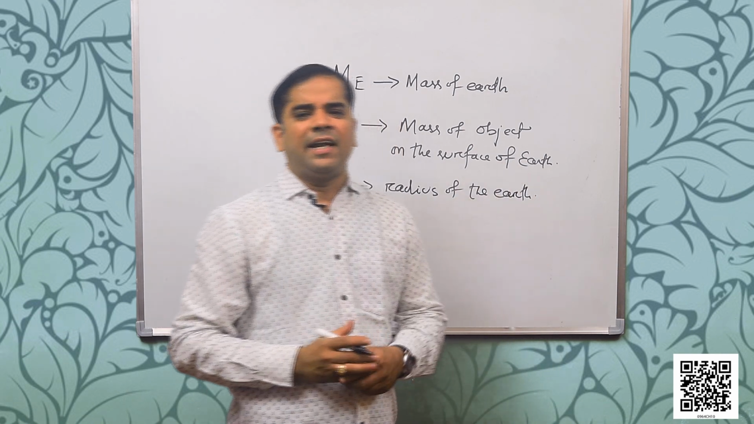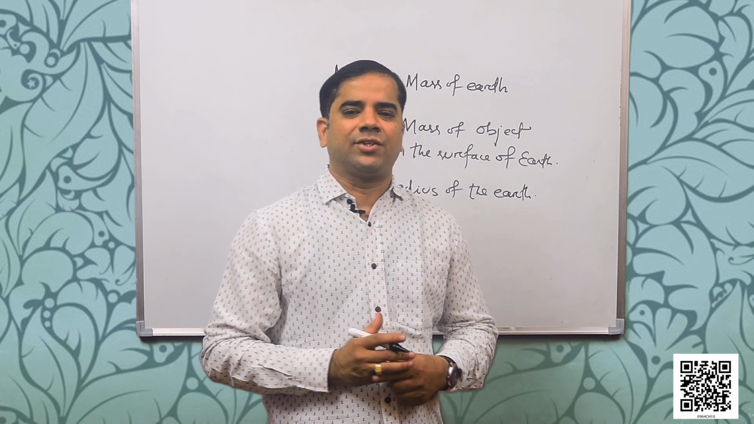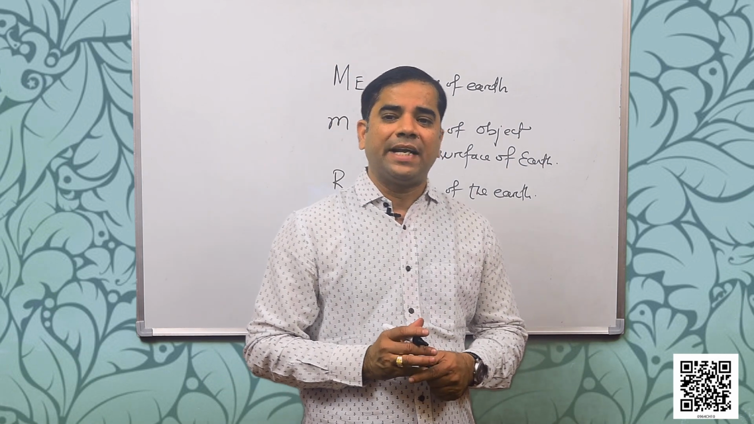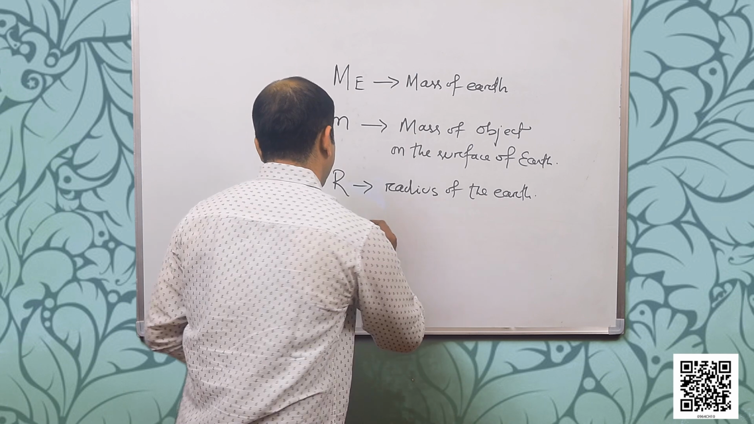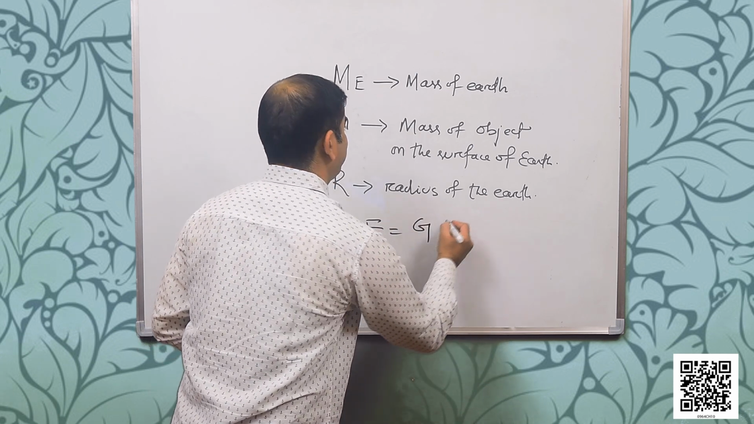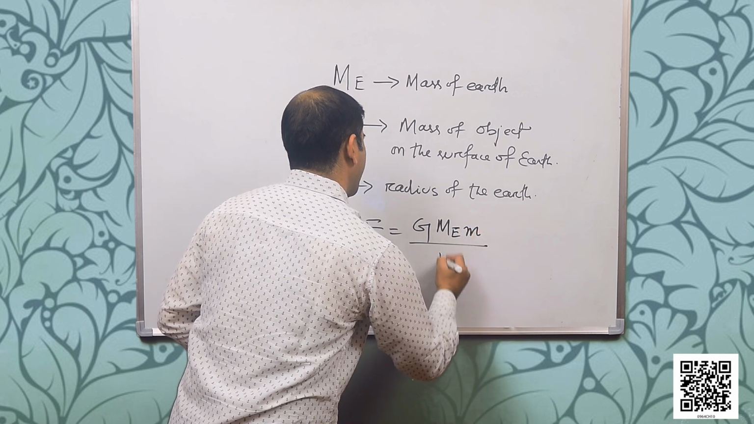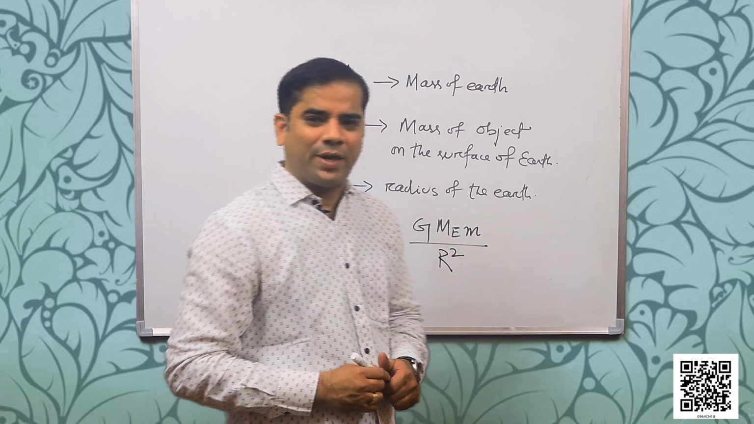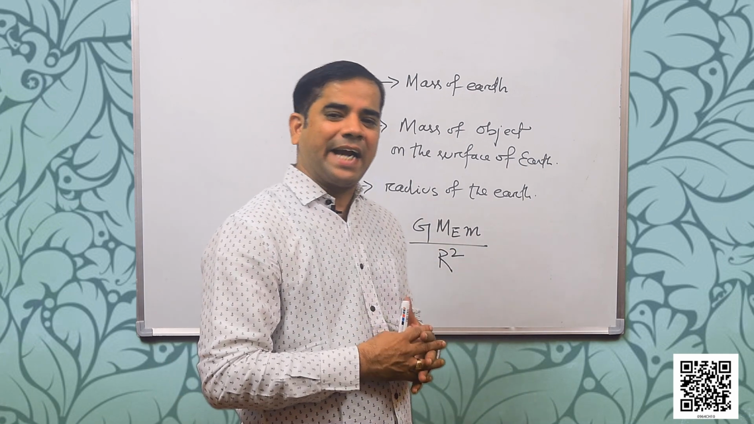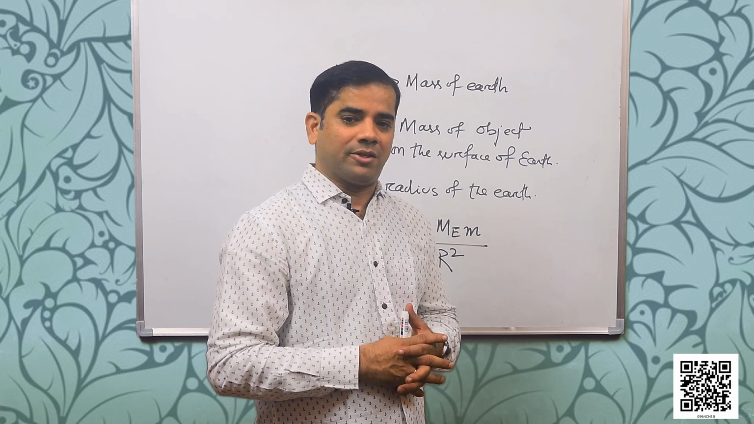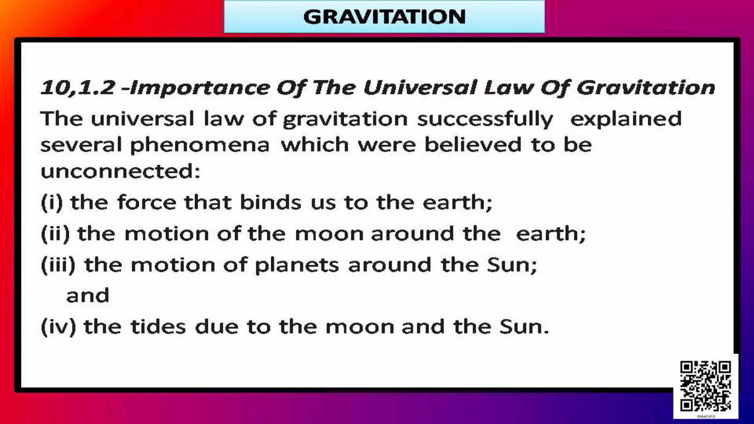Fine. Then, according to the universal law of gravitation, the gravitational force F acting between the earth and the object is given by the relation F is equal to G ME m by R square. Okay. So, this is the force which is acting between the earth and the object that is lying on the surface of the earth.